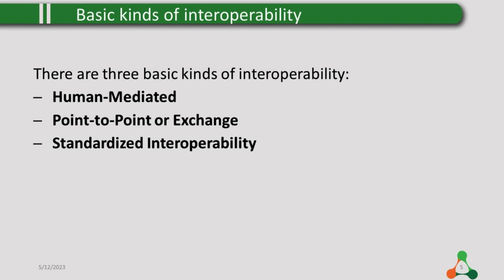Point-to-point or exchange. Point-to-point or exchange interoperability means two or more systems can request and receive information from each other. An example of point-to-point or exchange is that the data manager at a hospital receives a request for patient information from another hospital. She generates the patient's summary report from her hospital's electronic medical record system. She then selects the option to send the report electronically to the other hospital, which then uploads the report into its own record system using a specially designed software feature.